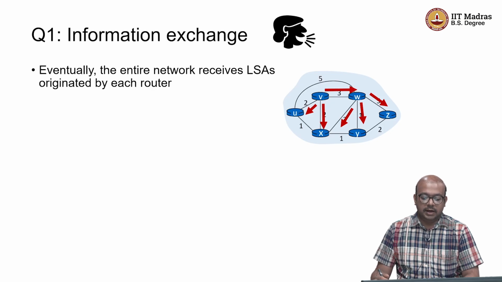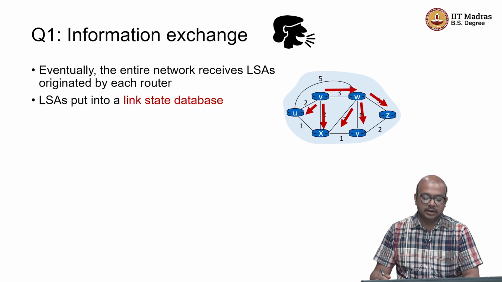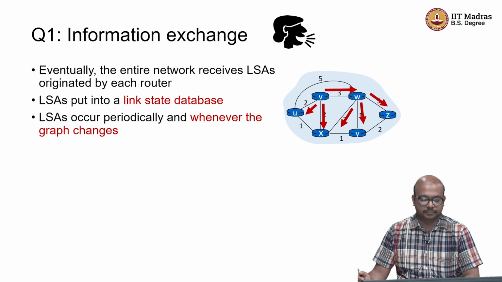So eventually the entire network receives the link state advertisements originated by each router, and they put them in something which is called a link state database, okay. So the link state database is going to have a collection of all the link state advertisements in each router. Please understand that each router is going to have this link state database, right, because we are going to maintain the entire network graph in each one of the routers. The LSAs occur periodically and whenever the graph changes.